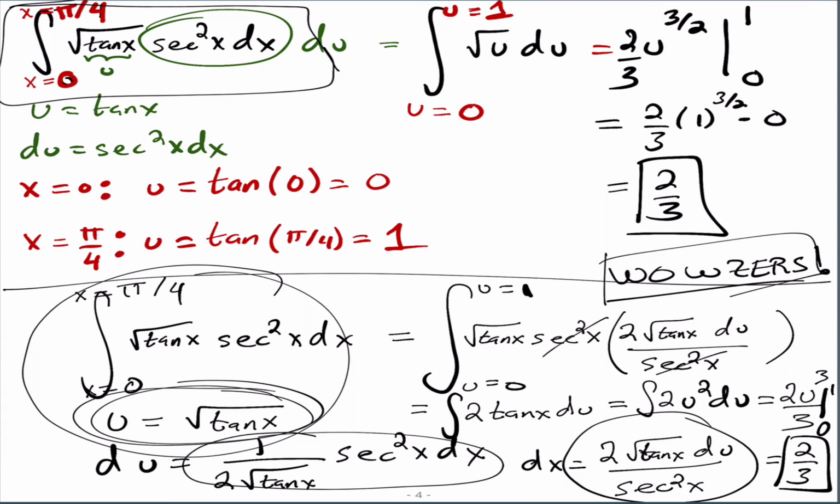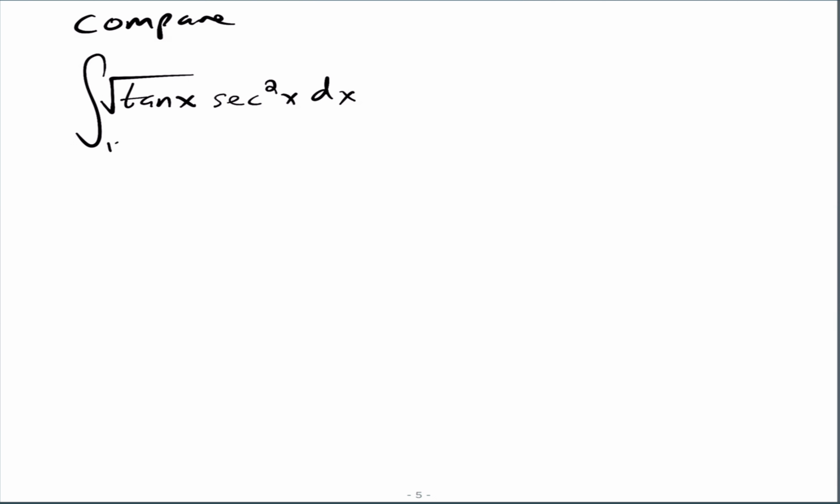If the values, like the original interval from 0 to pi over 4, gave us not such nice values, would they still have worked? Yeah, just the limits of integration would have been different. So for example, let's just say we change it. Same thing, right? Tangent x, secant squared x. So let's say you have, for example, pi over 6 to pi over 3.